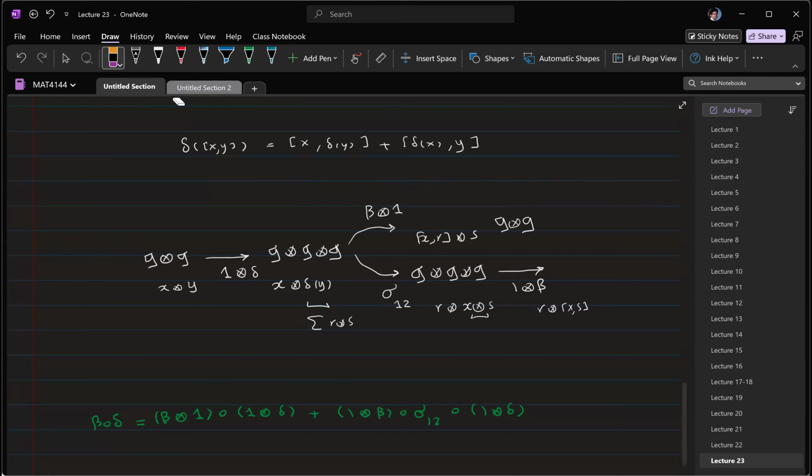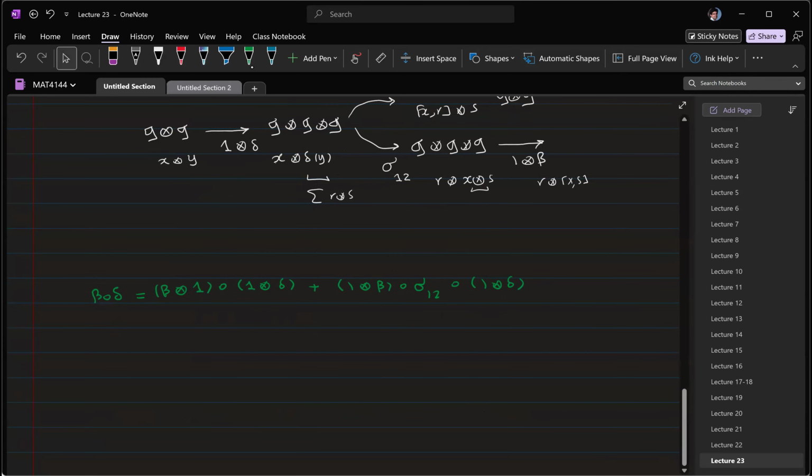And now, what about the second bracket? For the second bracket, I should again do a similar calculation. I should draw another diagram and see what I get. Well, I have done this, and I don't want to keep you waiting for the result. The result will be plus 1 tensor beta composed with delta tensor 1. So you see the positions are somehow switched, plus beta tensor 1 composed this time with sigma 2, 3, which means I'm flipping the second and the third component, composed with delta tensor 1.